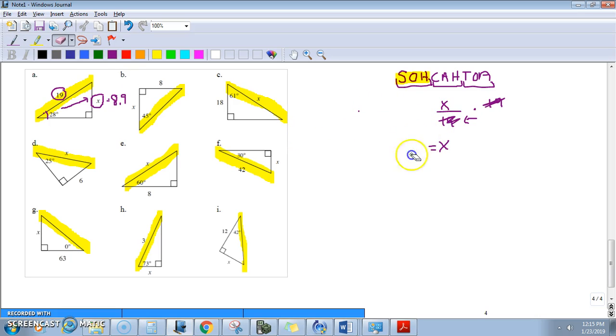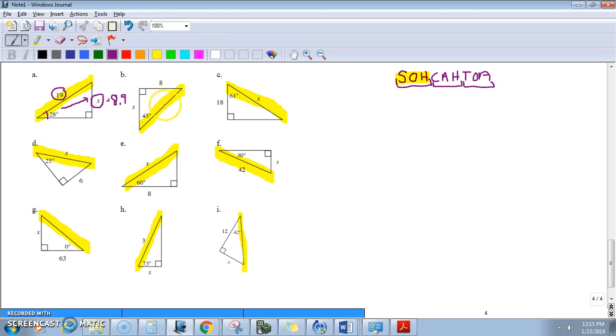You will be happy to know B is so much easier because in a 45-45-90 triangle, if this angle is 45, that means this angle is 45 too. And if these angles are the same, it also means these sides are the same. So here, x is just 8. Don't do more work than you need to do.